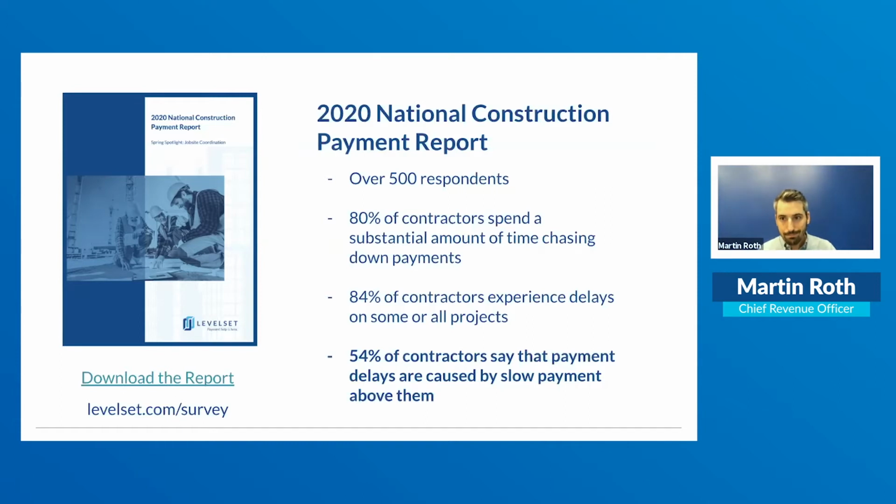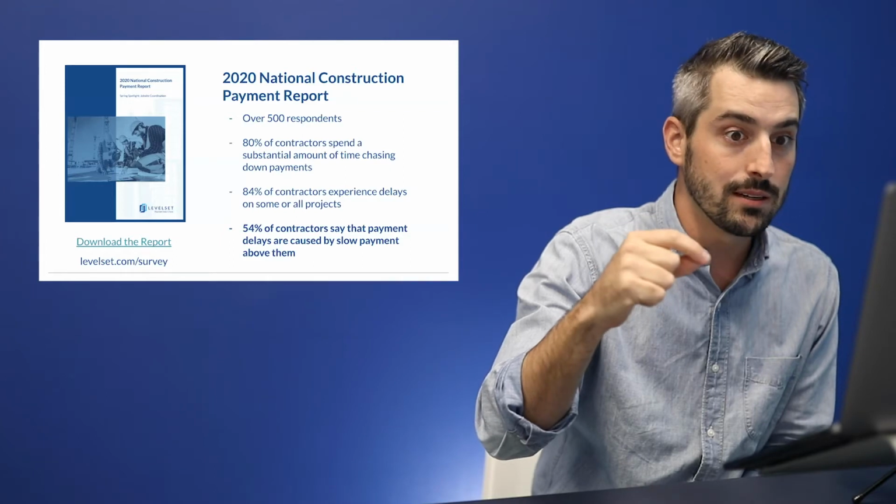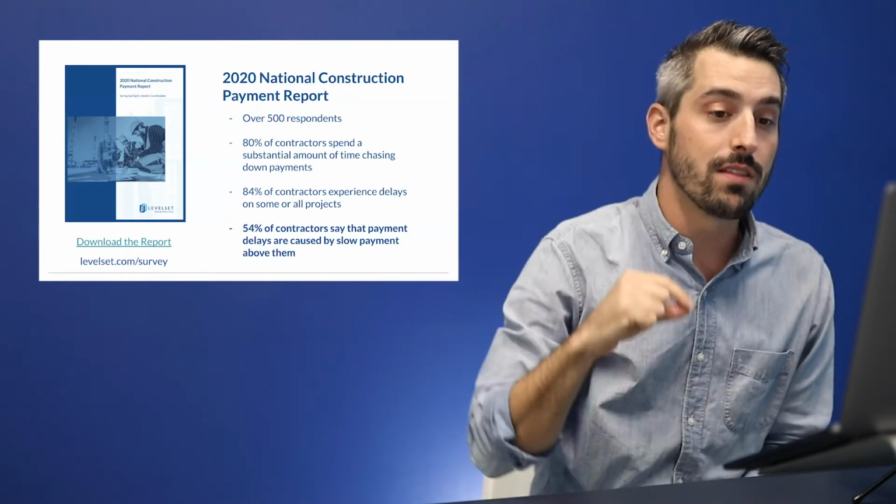That one's probably pretty obvious. Construction, building things, is hard. Building things on time and under budget is hard, and delays affect everybody or almost everybody in the business. But the one key takeaway is that 54% of contractors, over half, say that payment delays are caused by slow payment above them on the project. So whether it's you or your customer, usually the reason they're not getting paid is above them on the project.